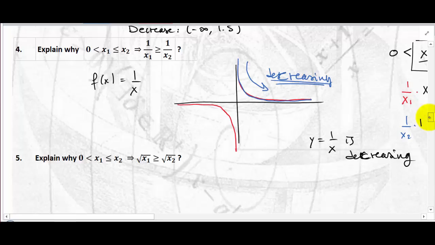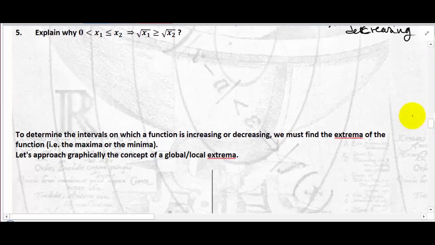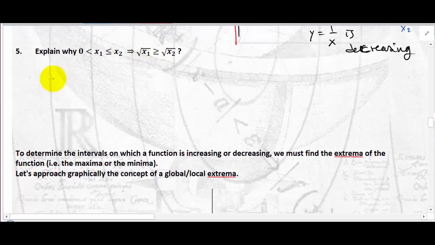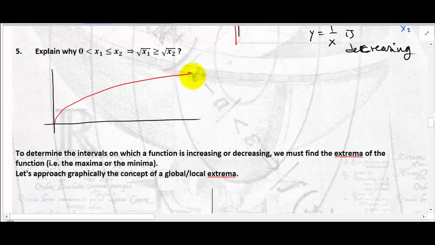Actually, be careful, guys. I've made a mistake in my notes. Of course, here, let me show you. You know the square root graph, right? You should have seen it again in Algebra 2. The square root graph goes like that, and therefore the square root graph is an increasing function, and therefore it preserves the inequality. Okay, I've made a mistake right here. It should be like this.